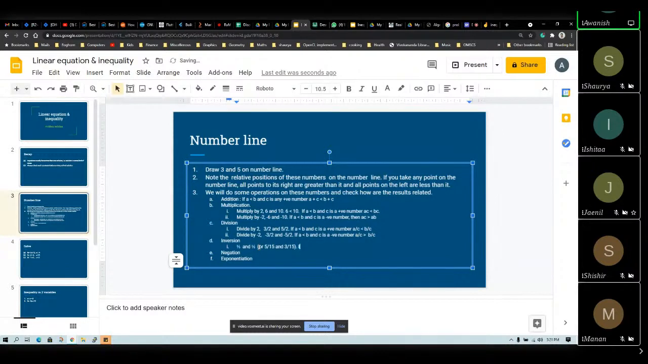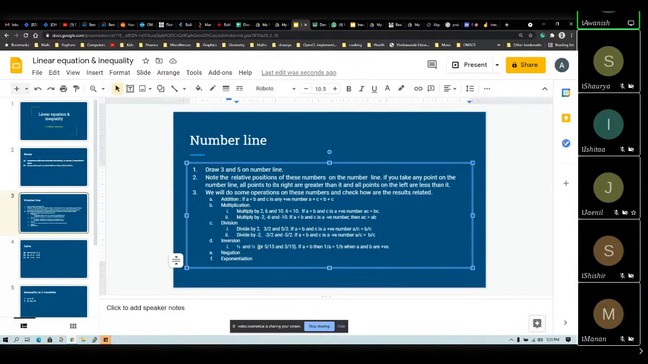So can I write if A is less than B, then 1 upon A is going to be more than 1 upon B? Sir, but only if it is... Sir, but if A and B are negative, then... When A and B are positive. Let's take this case now. Okay. We'll take the other case as well.